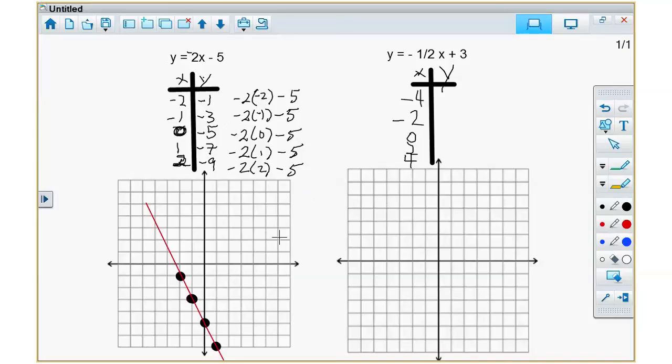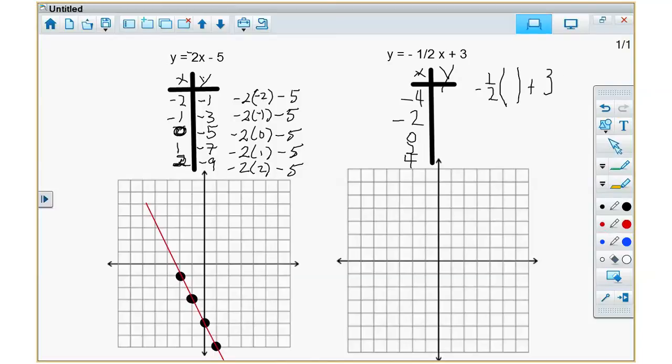Now, besides making up new problems, it shouldn't be that difficult. Let's try it again. Negative 1/2 times parentheses plus 3.